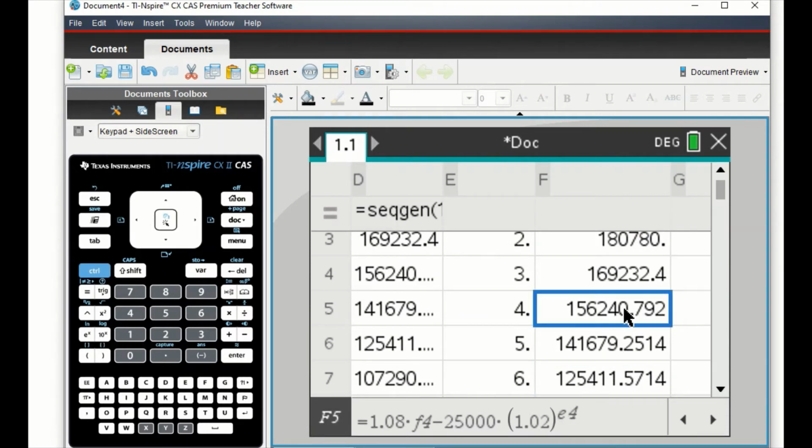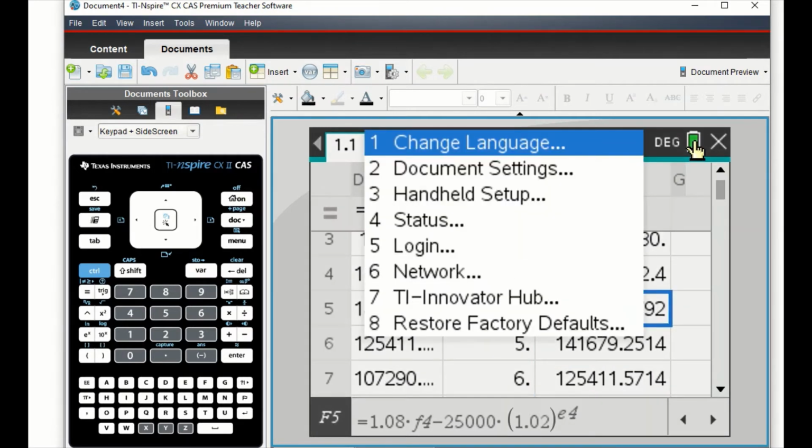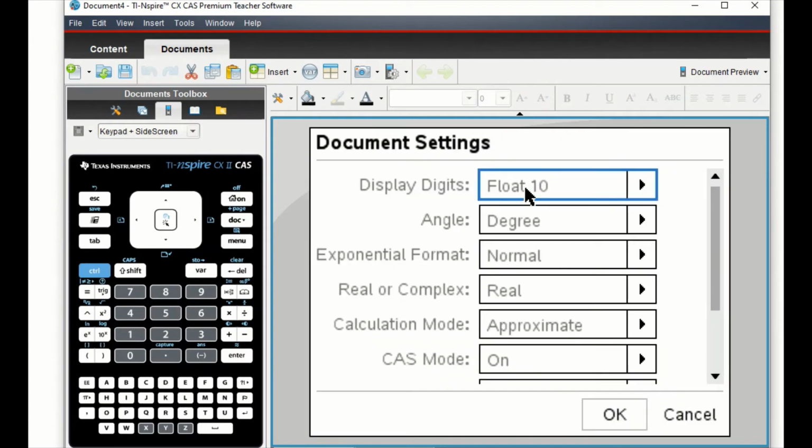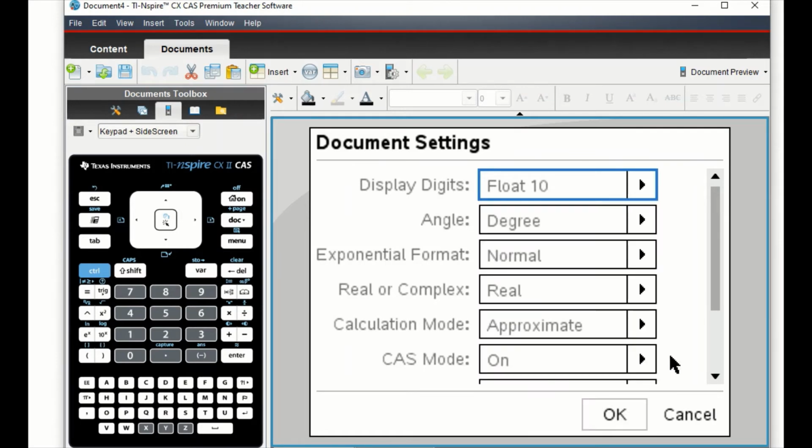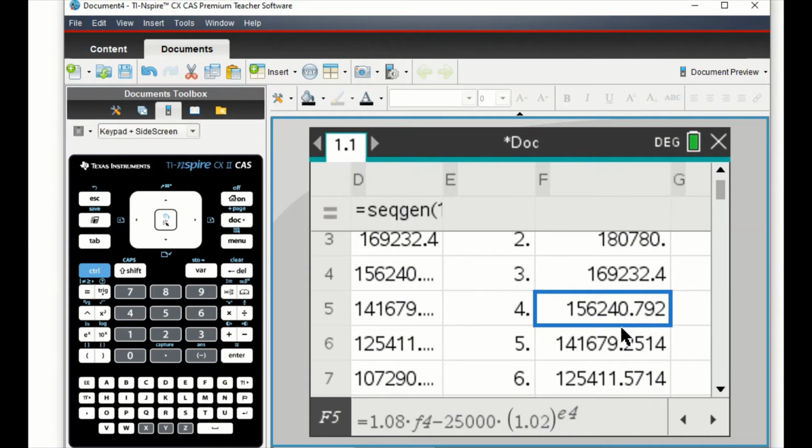If let's say the calculator didn't give you more digits, you can try to change it here. Okay, then document setting. So make sure that you change here. The display digit: if you want 2 digits, the calculator will show 2 digits, so you can always try to change it here. All right. Okay, so yeah, that's the idea.